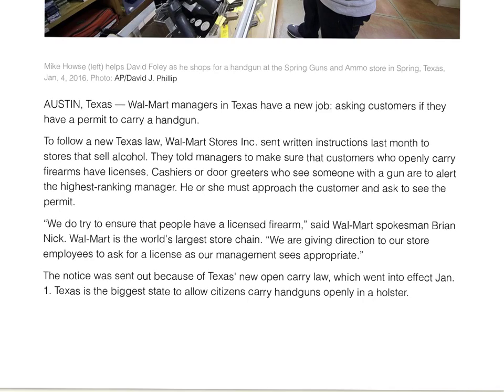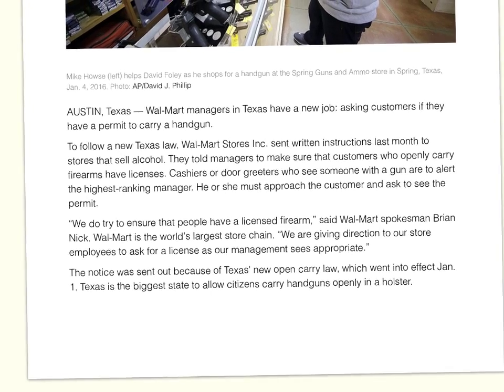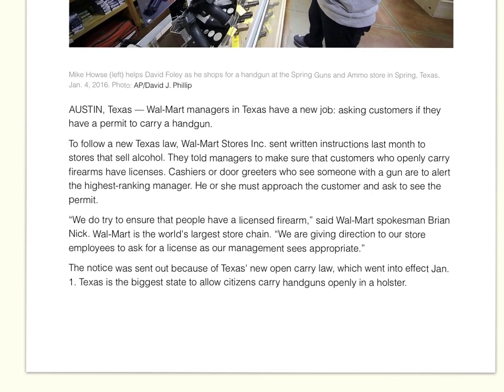Alright, let's take a look at the article. I'm going to annotate a little bit as I go, just like you would normally. Alright, reading the first paragraph. So I'm right here. Walmart managers in Texas have a new job, asking customers if they have a permit to carry a handgun. Ugh, that sounds scary. I wouldn't want to be that guy.